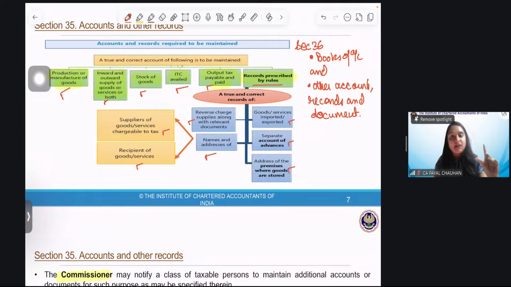Everyone, did you understand what we did? Every registered person is required to maintain the books of account which were above, and with that other relevant accounts, records and documents. Perfect. This is in general, available to every registered person. And if you are a composition dealer, don't make two accounts, which are tax detail and the stock of goods. Usually a casual taxable person is a registered person in some other state. He has to maintain these, right?